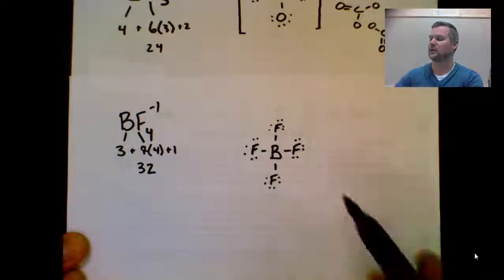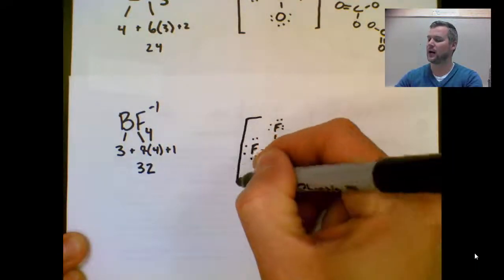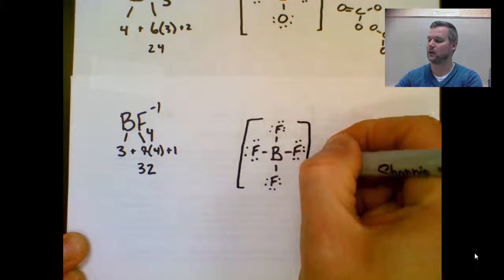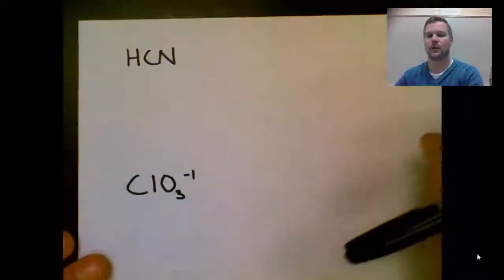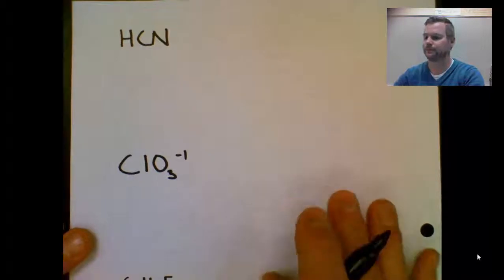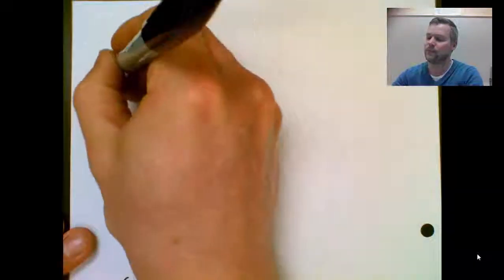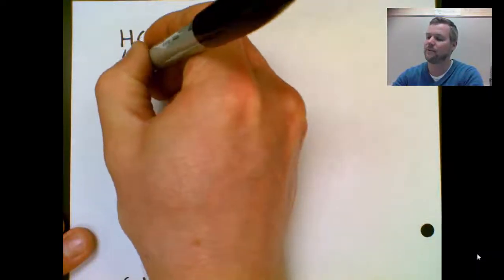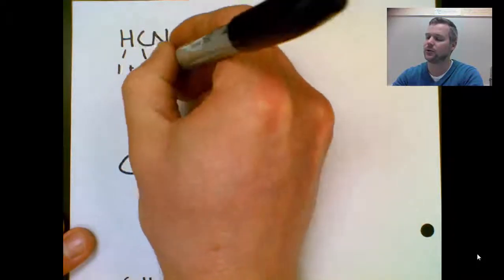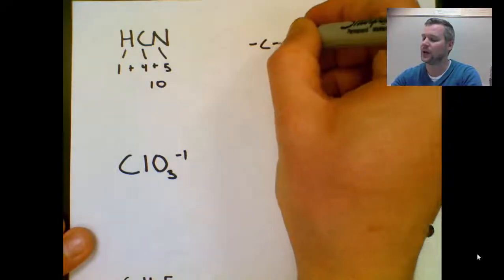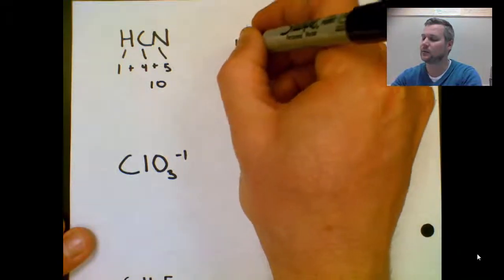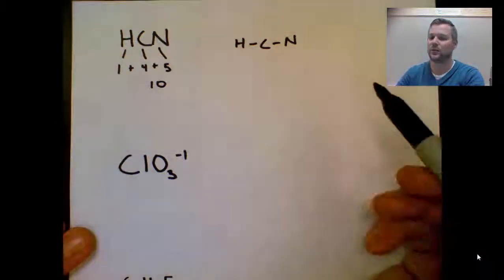And then, since this is a -1 ion, we will put -1 charge. HCN. Hydrogen's in group 1, carbon's in 4, nitrogen is in 5, for a total of 10 valence electrons. Choose carbon if you have carbon normally. It's also the most electropositive, so that would make sense. Hydrogen only needs a duet, so it's set.